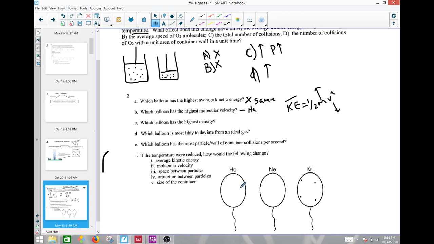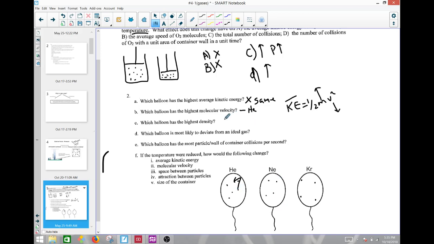So helium has more collisions with the inside of the balloon than krypton does. The particles are much less massive, and therefore the collisions are not as forceful, but it takes a lot more collisions to create the same amount of pressure as the krypton particles whacking the inside of the container. They're the same temperature, and they also have the same number of particles. So it'd be 1, 2, 3, 4, and 1, 2, 3, 4.